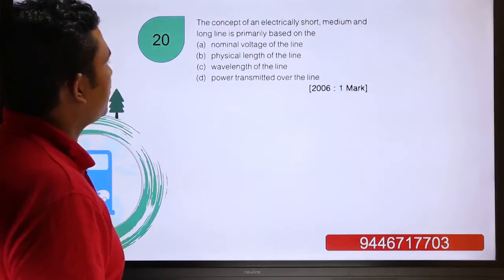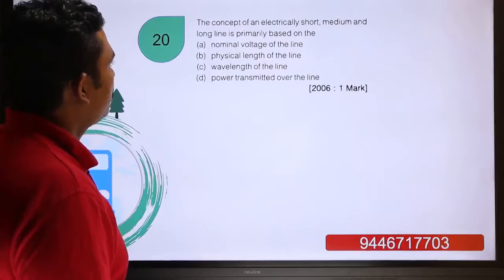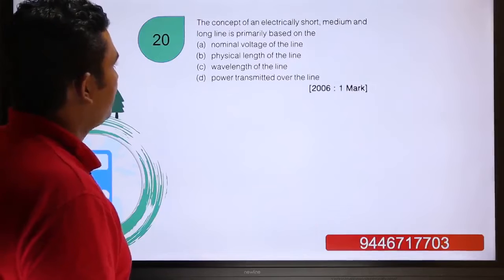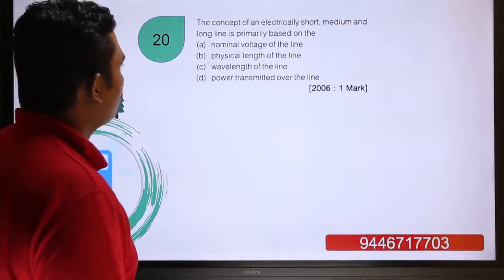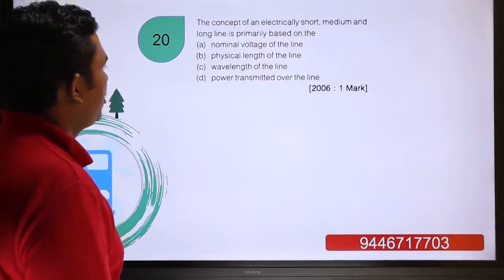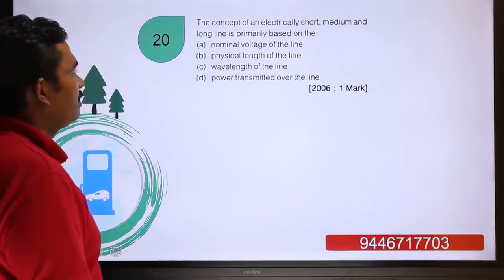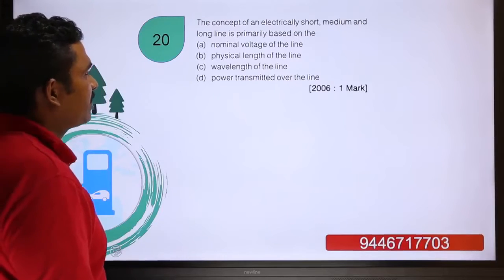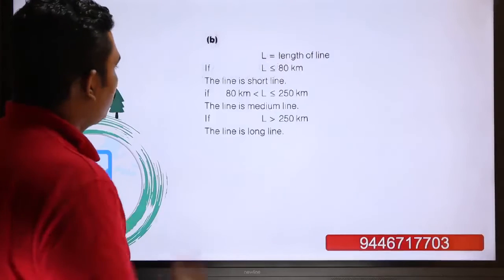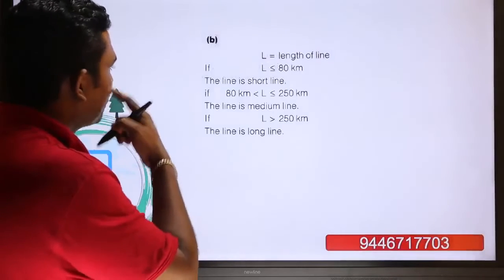Now moving into the next question, question number 20. The concept of an electrically short, medium and long line is primarily based on nominal voltage of the line, physical length of the line, wavelength of the line, or power transmitted over the line. So what is our conclusion?